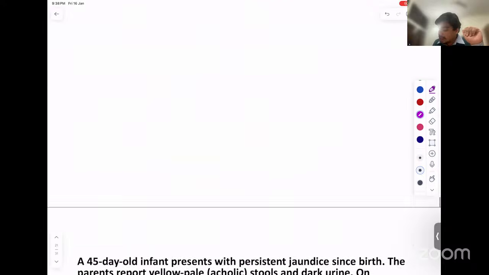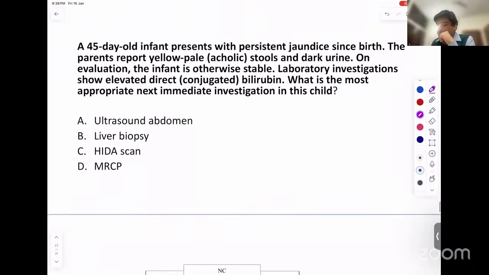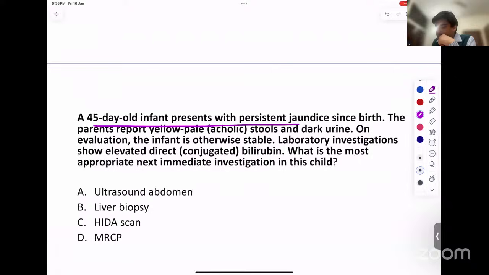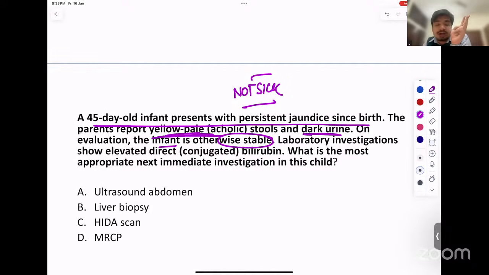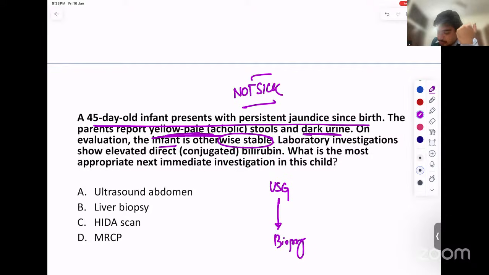All right. Next question. A 45-day-old infant presents with jaundice since birth. There is pale stools and dark urine. Child is otherwise stable, means child is not sick, and this is very important. Not sick child, pale stools, and neonatal jaundice. This is neonatal cholestasis with non-sick child. You are going towards EHBA. What is the first investigation that you do? So you first start with ultrasound, and then if your ultrasound is suggestive of EHBA, you do a biopsy. So the answer is going to be ultrasound.